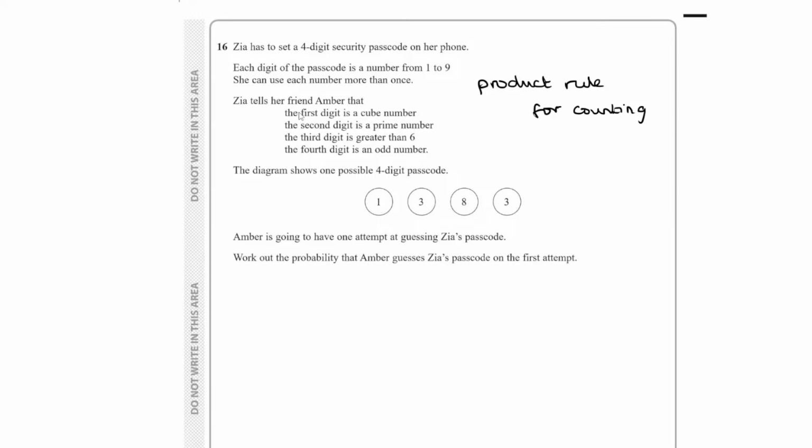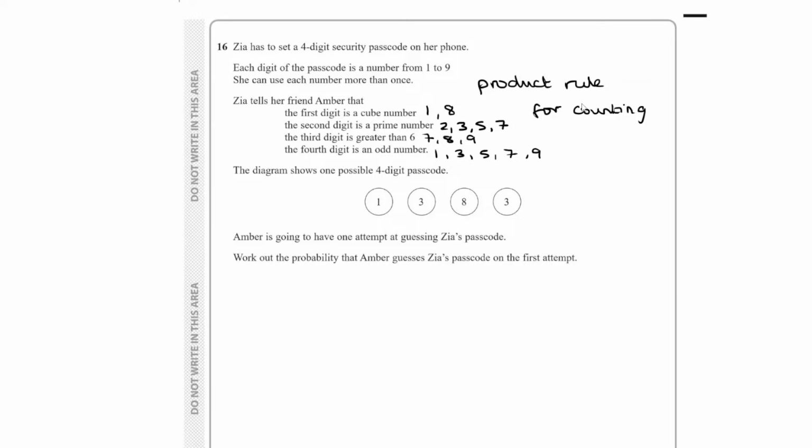So what I'm going to do is, first of all, in this list, list out the numbers that it could be. The first digit is a cube number, obviously between 1 and 9, right? So that's only 1 and 8. Those are the only cube numbers, aren't they? Then the second digit is a prime number. So what prime numbers are there between 1 and 9? 1 is not a prime number. So 2, 3, 5, and 7. 9 is not a prime number. Then the third digit is greater than 6, so that would be 7, 8, or 9. And the fourth digit is an odd number, so 1, 3, 5, 7, 9.